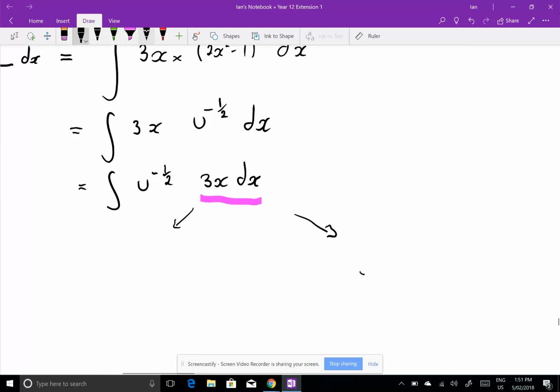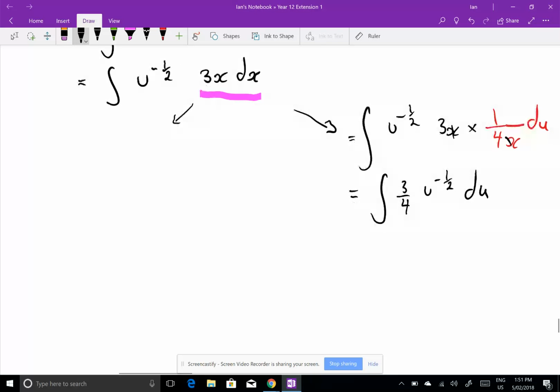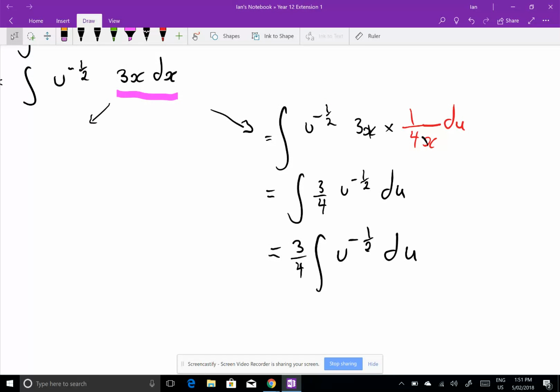So what have I got? I've got u to the minus a half, 3x times, and I'm going to put the substitution in, a quarter, 1 on 4x du, and the x's cancel, and I get 3 on 4 u to the minus a half du. Because that's a constant, I can take that 3 on 4 out the front. So if that makes that easier, there you can see, now it's an easy integral.